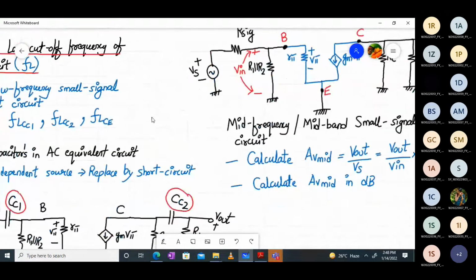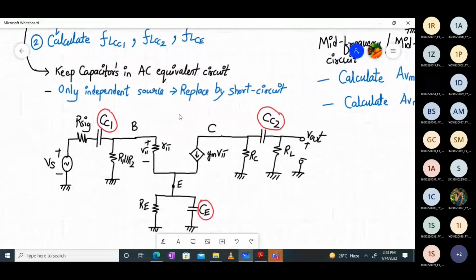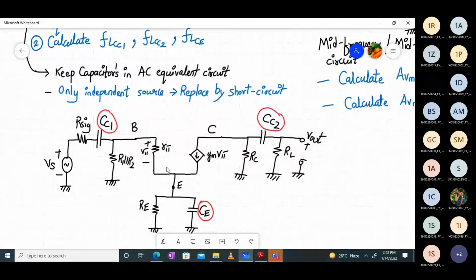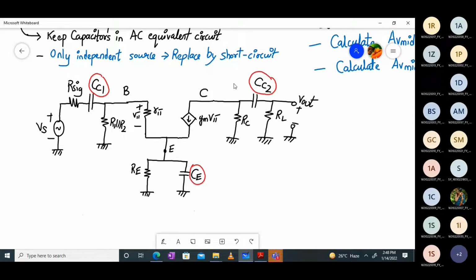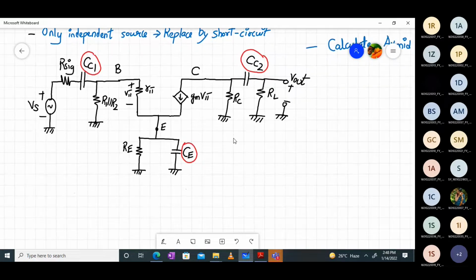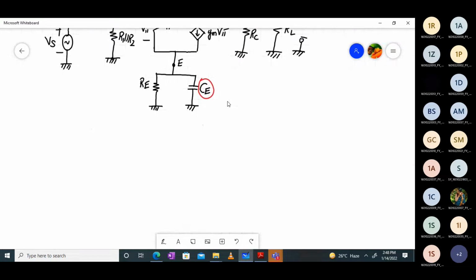So that's the way to check whether your low frequency equivalent circuit is proper or not. If anyone asks you to draw the low frequency small signal equivalent circuit, we have to keep the capacitors intact. The rest of the procedure remains the same. Is this point clear? Because this is something new which we are talking about. We are drawing the capacitors in the small signal equivalent circuit itself. Any doubt over here? Okay, now start writing along with me.